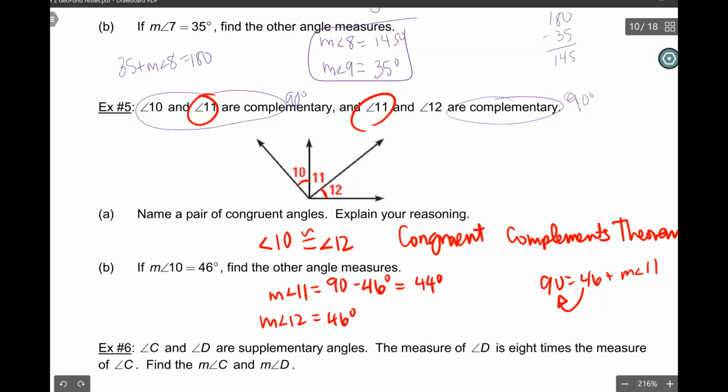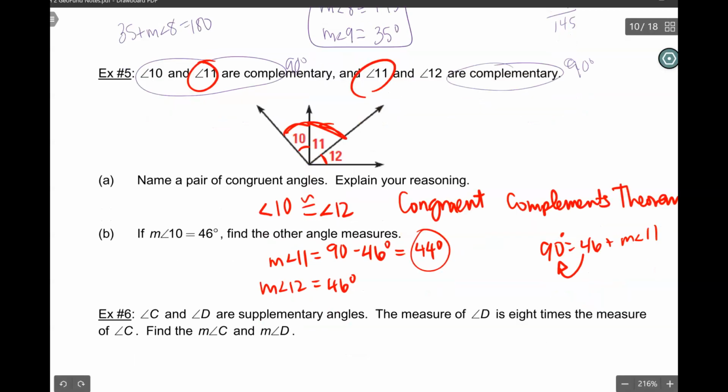So if I subtract, so 90 degrees, right, we said they are complementary. So 46 degrees, so the measure of angle 10 plus the measure of angle 11 has to be 90. So subtract 46 and I get my missing angle measure.